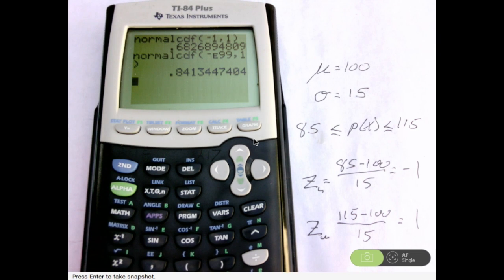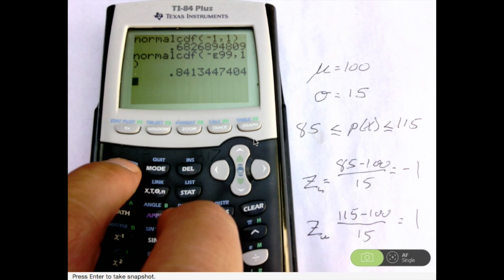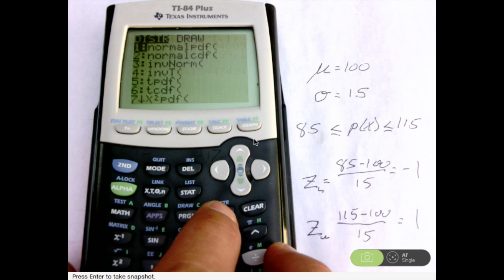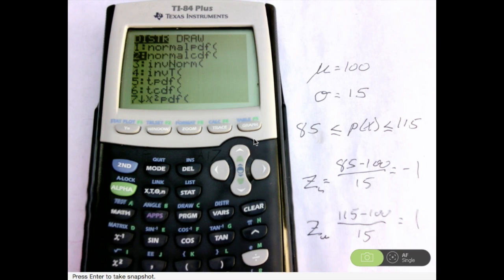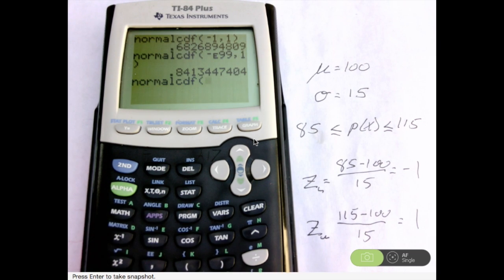And this time we get 0.8413, which again we should be able to calculate by hand pretty easily, but this will allow you to do it with any z-score, not something as simple as 1. If I wanted to find above 115, do the same thing. Go to our normal CDF. This time 115 is my lower bound.